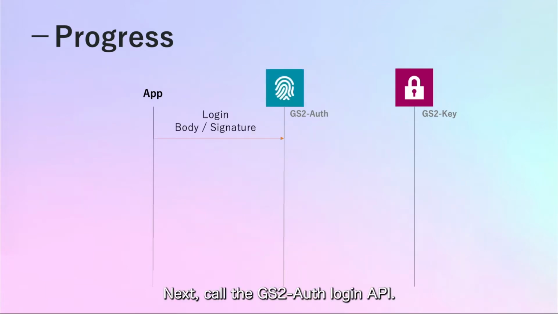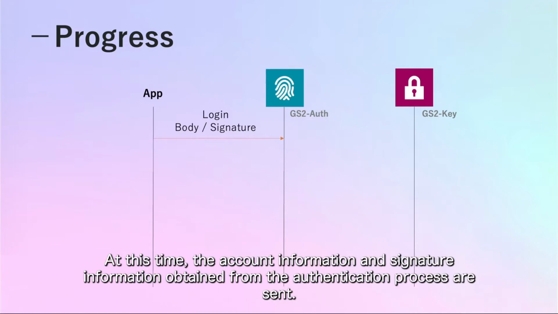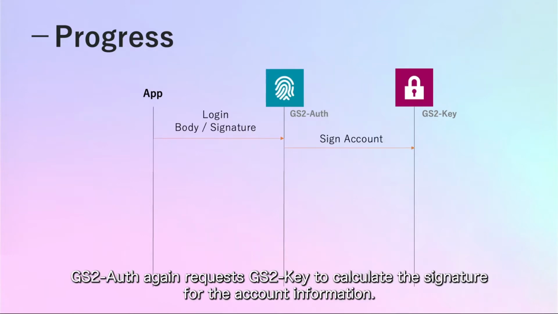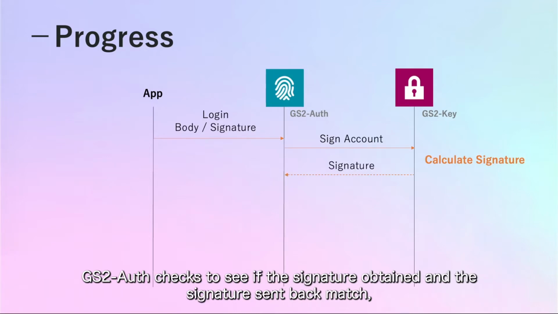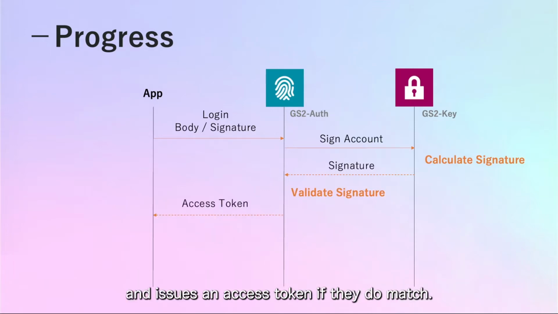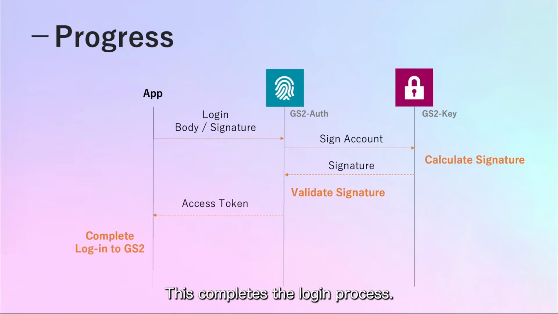Next, call the GS2 auth login API. At this time, the account information and signature information obtained from the authentication process are sent. GS2 auth again requests GS2 key to calculate the signature for the account information. GS2 auth checks to see if the signature obtained and the signature sent back match, and issues an access token if they do match. This completes the login process.